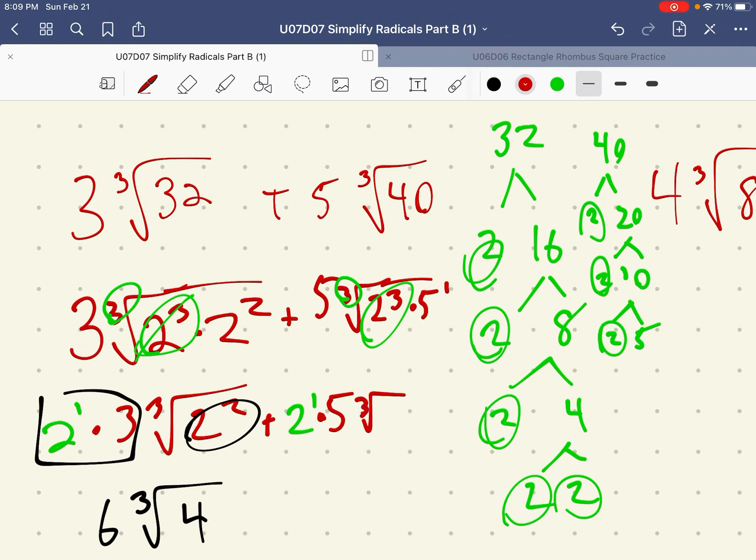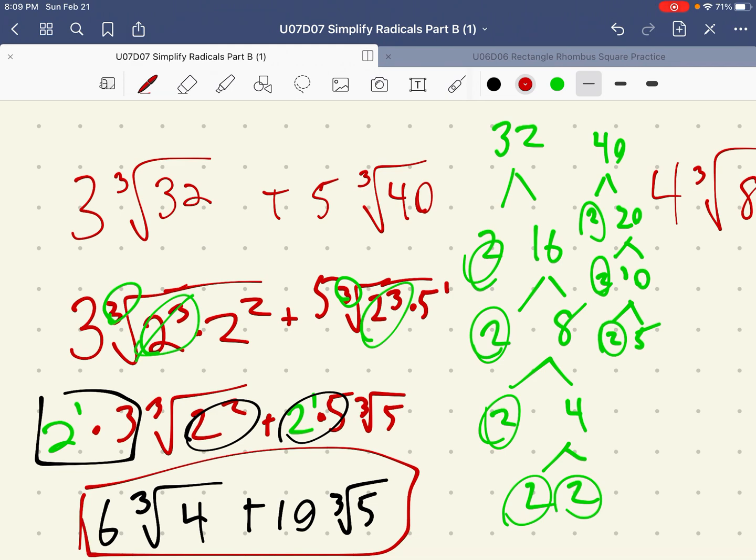5 cubic root of 5. So this is going to become 10 cubic root of 5. And you'll notice that after simplifying, the radicands are still different, so we cannot combine these, so these are unlike terms. So this is the simplest radical form of that expression.